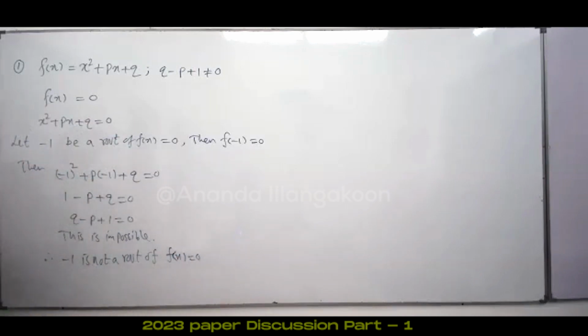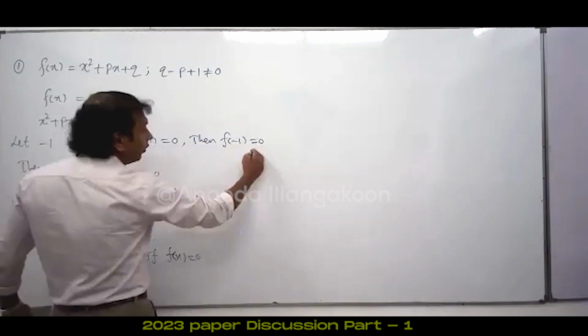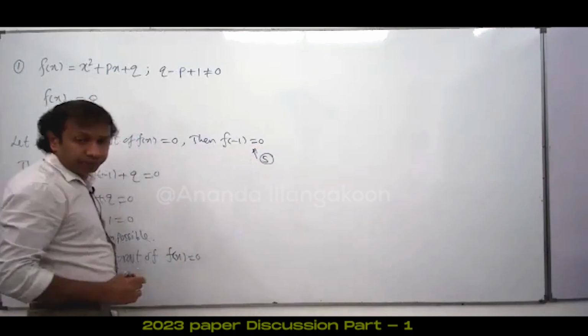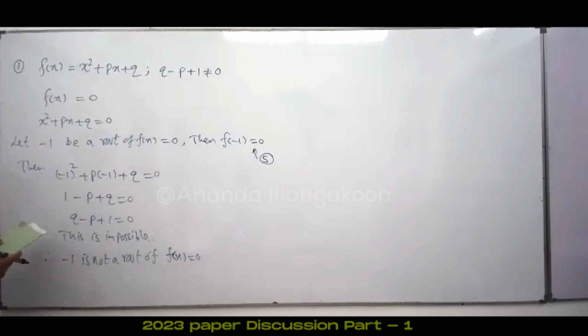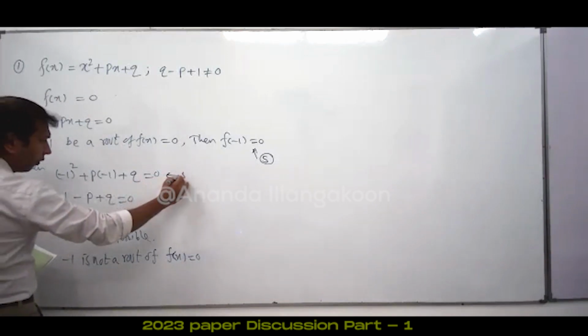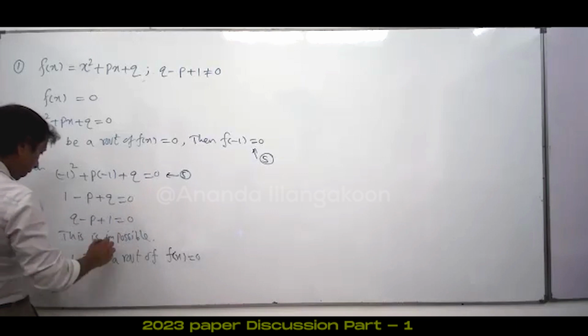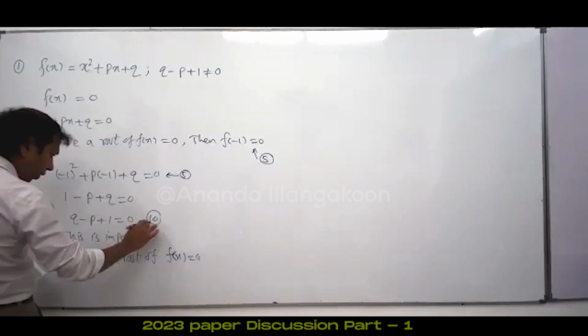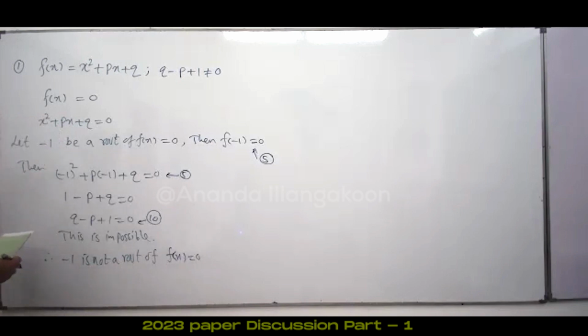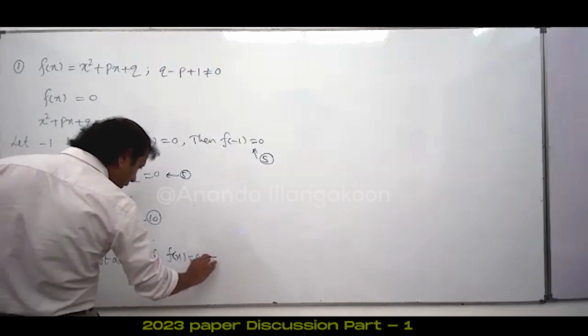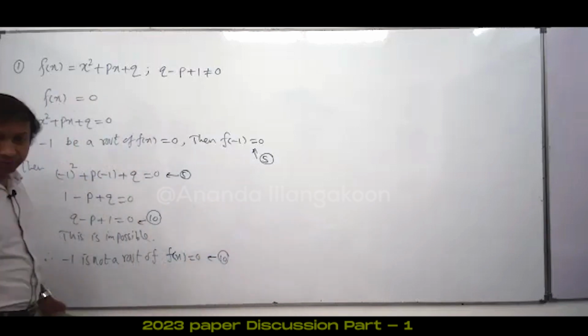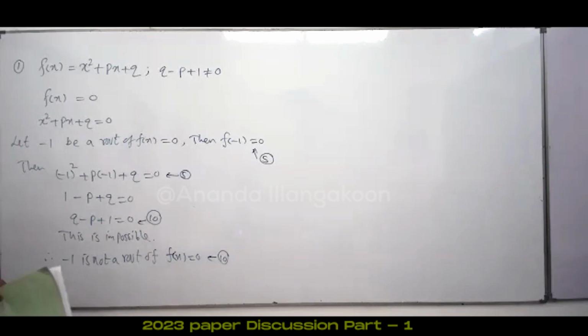Right. Here are the marks you get: writing x minus 1 equals 0 (-1 substitution) gets 5 marks, and substituting that -1 here, another 5 marks. Taken together, this is 10 marks. Finally, writing -1 is not a root of f(x) equals 0 gets another 10 marks. This is how the marks come. Okay, next one.